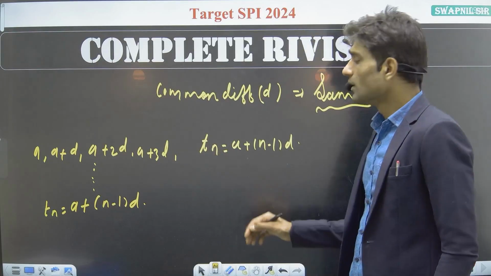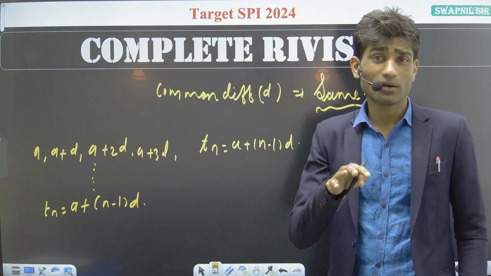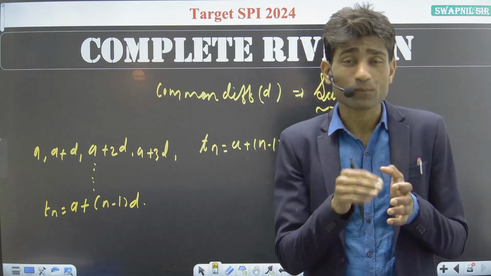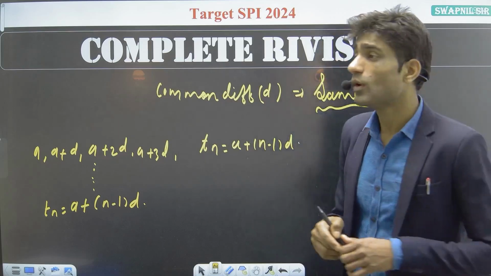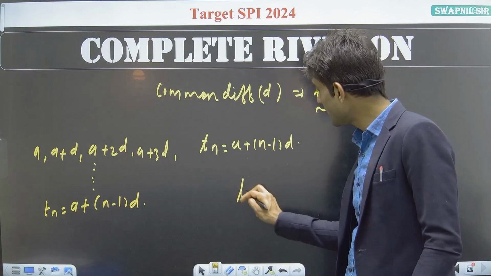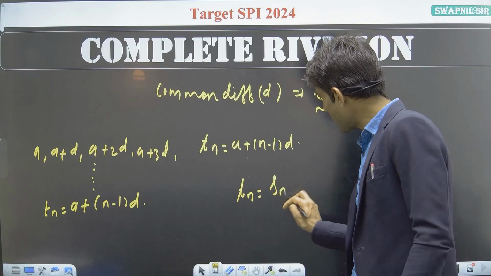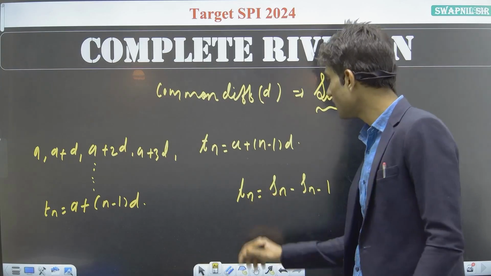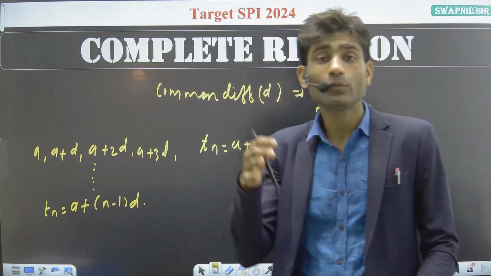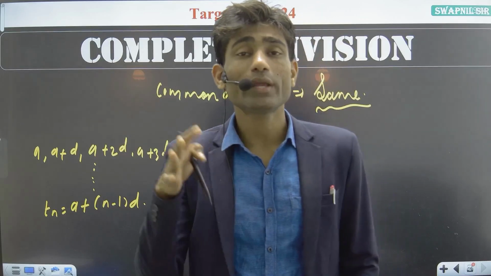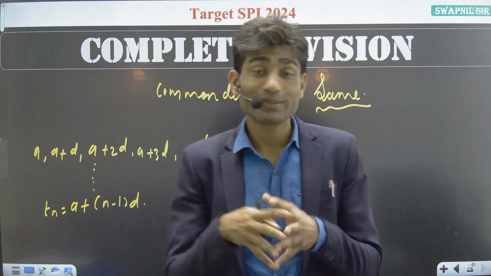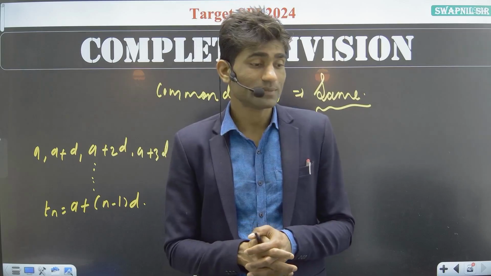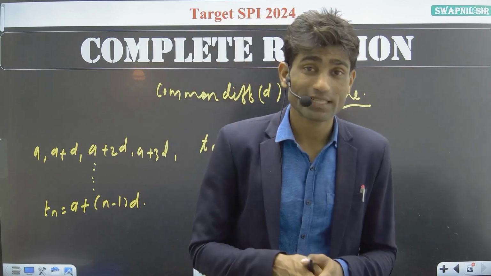Then, the relation between the nth term and the sum of n terms of an arithmetic progression: we wrote Tn as Sn minus S(n minus 1). After that, the sum of n terms we wrote as n by 2 times (2A plus (n minus 1) times D). This is the sum of n terms of an arithmetic progression. That's all we learned in today's lecture.